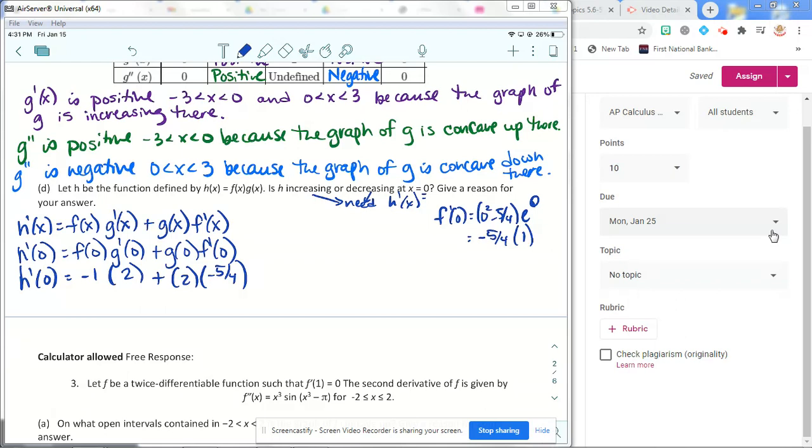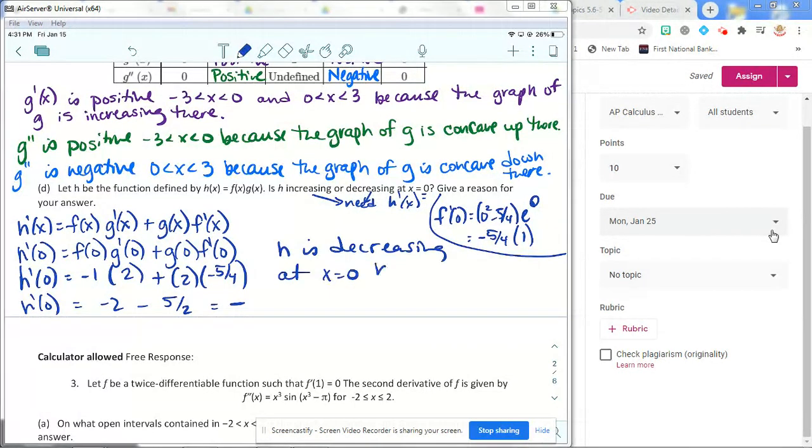Okay. And so h prime, that's going to be -2, and then it's going to be minus 5/2. So a negative minus the negative is definitely going to be a negative. We don't need to know exactly what that value is, but it's a negative. So that would mean that h is decreasing at x equals 0 because h prime of 0 is negative.